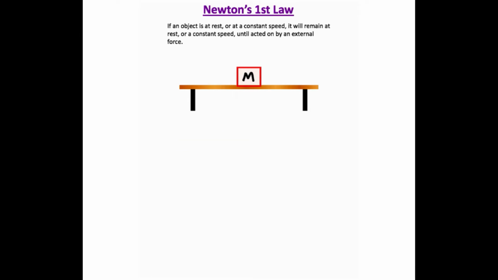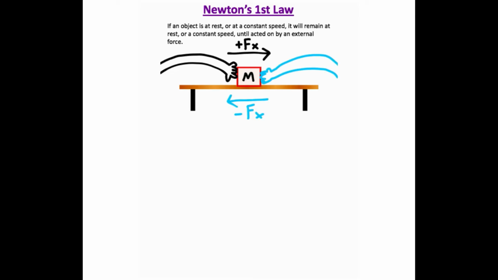Now notice also that there are no horizontal forces, so the box right now will be at rest as stated by Newton's first law. But what if we apply an external force? Let's say that you take your hand and you push the box to the right. Now the box is going to be moving in the positive x direction. But if someone else were to take their hand and apply an equal force to the left, that would cancel out the force that you're applying to the box, meaning that the box would once again be at rest.